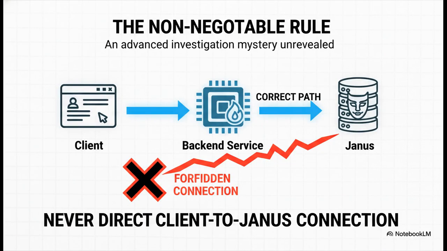And that leads us to the number one non-negotiable golden rule. If you forget everything else from this explainer, please remember this. Always, always abstract away Janus's complexity with a dedicated back-end service layer. Do not let your client talk directly to Janus. This is the secret. This is how you tame the beast.